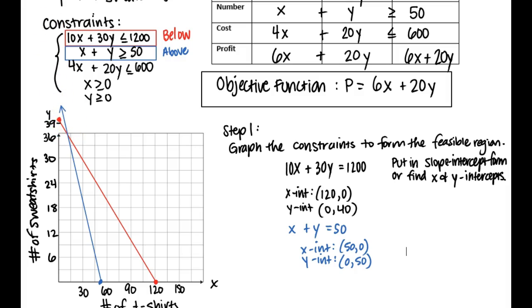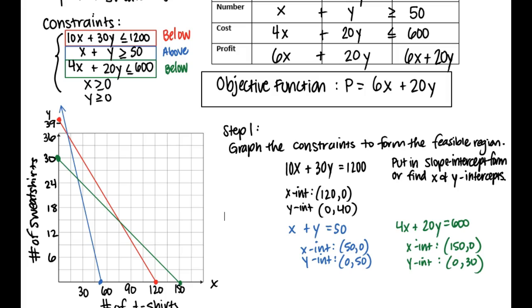Now let's take a look at the third one. For the inequality 4x plus 20y is less than or equal to 600, I know that I'm shading below. And for the x-intercept, I found out that it's 150, and for the y-intercept, I found it's at 30. So I graphed this in the green, the x and y intercepts, and I connected them.